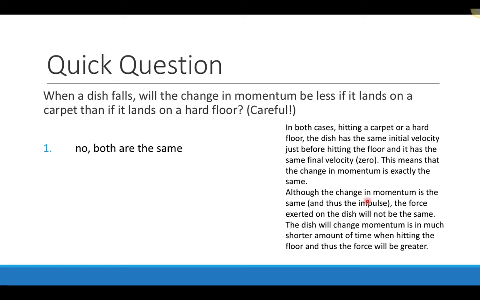Now, even though the change in momentum and the impulse are the same, the force exerted on the dish will not be the same. The dish actually will change momentum in a much shorter amount of time when it hits the floor, and thus the force would be greater on that, right? So when it comes into contact with the floor, it's going to change momentum very abruptly. This is very similar to the last example with the truck hitting the haystack or hitting the wall. In both cases, the change in momentum was the same, but the end result of the force was different.